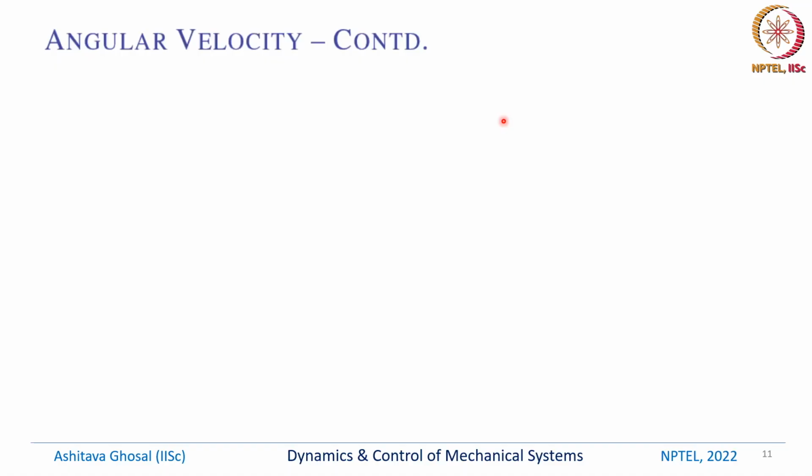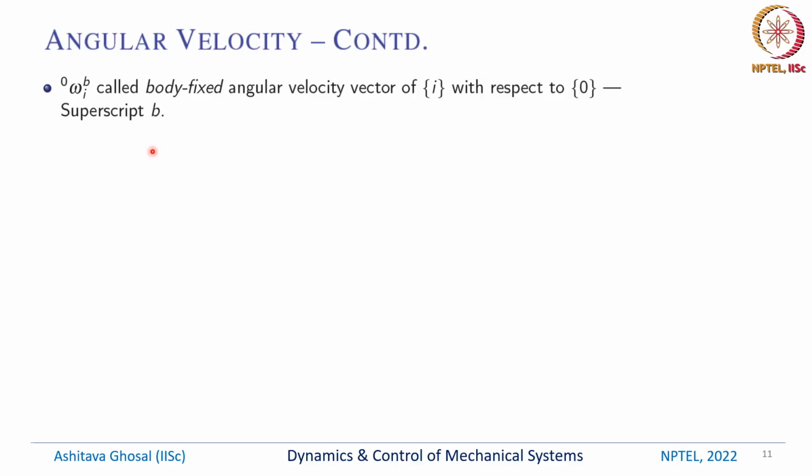So let us continue with the angular velocity vector. As I said, we have an angular velocity vector with the superscript b. This is called the body fixed angular velocity vector of I with respect to 0. Okay, so this came from the left multiplication, and the skew-symmetric matrix which was obtained from R transpose R.